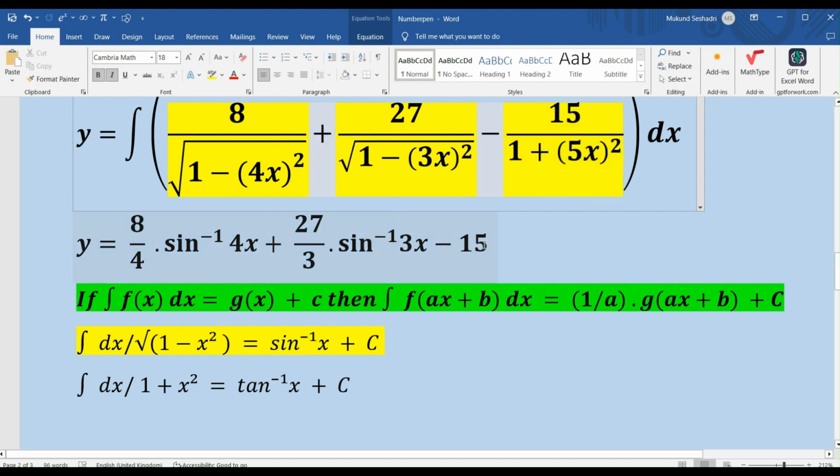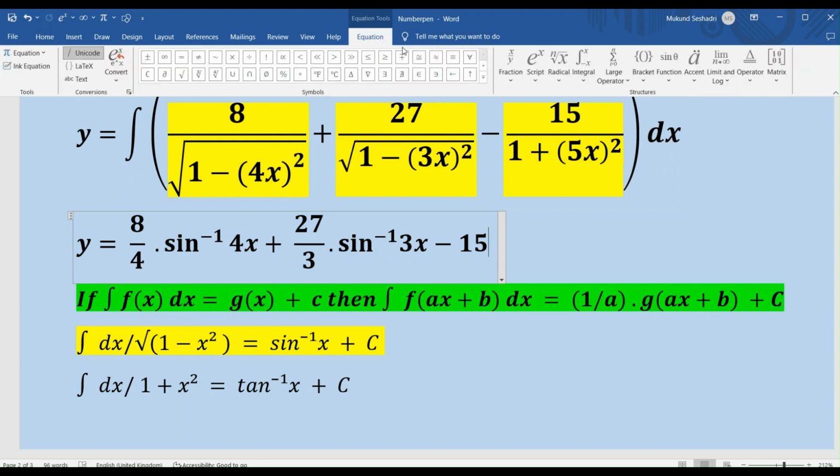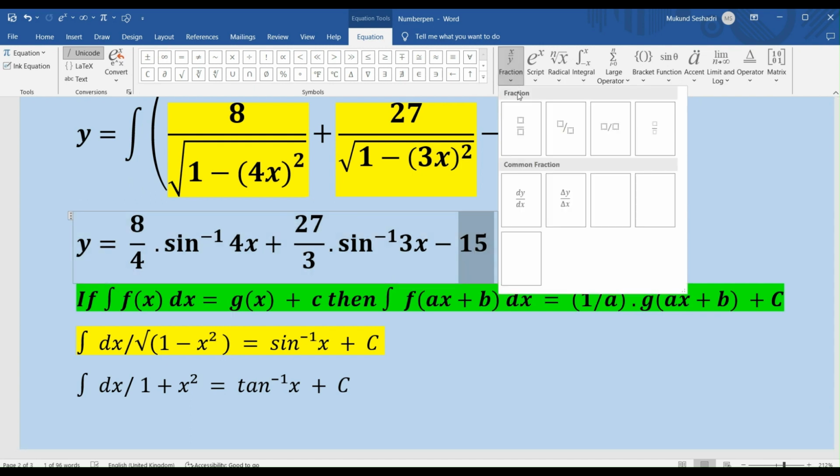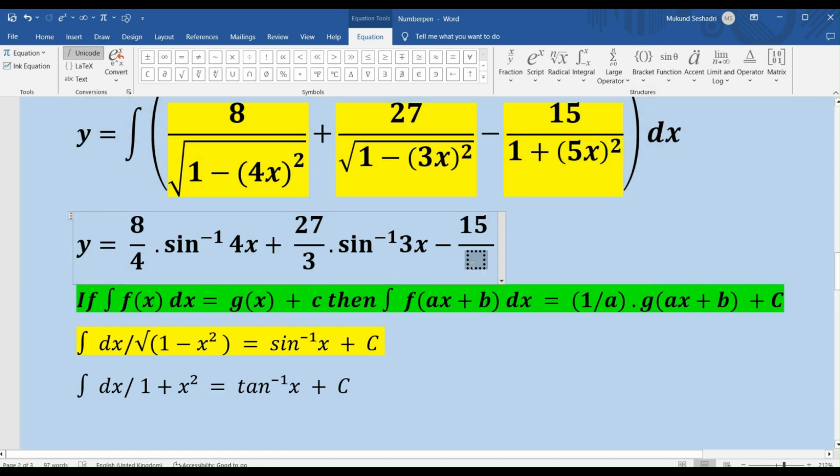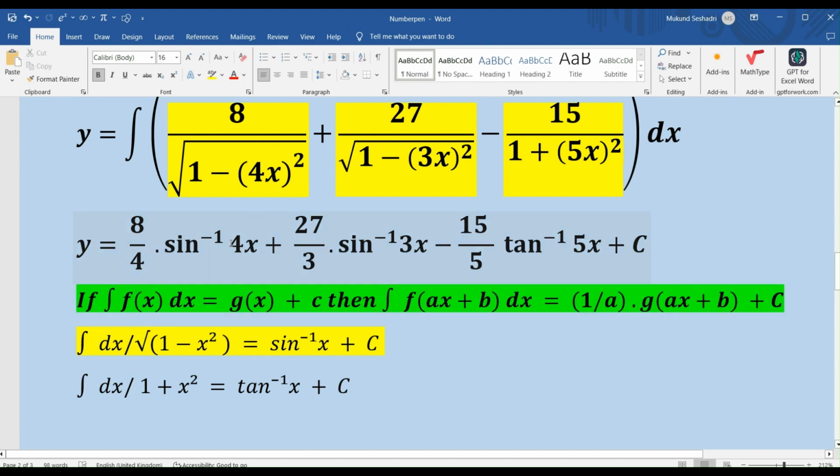And then my 1 by a, which is a part of my final answer, is nothing but my a is 5. And then my g of ax plus b is nothing but tan inverse of 5x, right? Because my a is 5 and my b is 0, right? So I have with me the answer for all the three functions. And remember, folks, you don't have to independently call out constants. You can combine the constants for all the three integrals and showcase them as one constant, right?